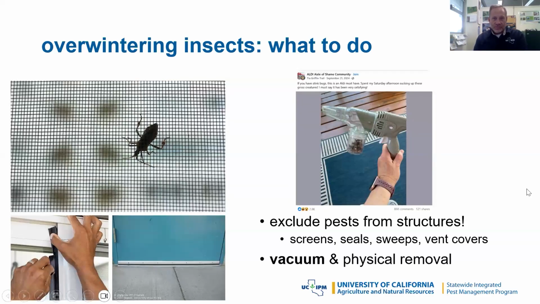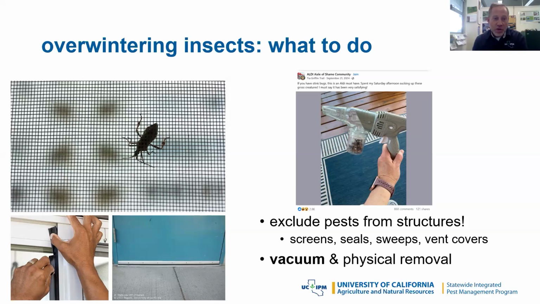What else could you do? Well, this is very effective. We can try to exclude pests from entering our structures. This is done by screening our windows properly. And you'd be surprised how many of your screens are ripped or damaged if you start taking a look. Also, the seals that are around the windows. This is really important. If you have sliding glass doors, there are special sealing products you can buy to seal the gap between those two door panels.